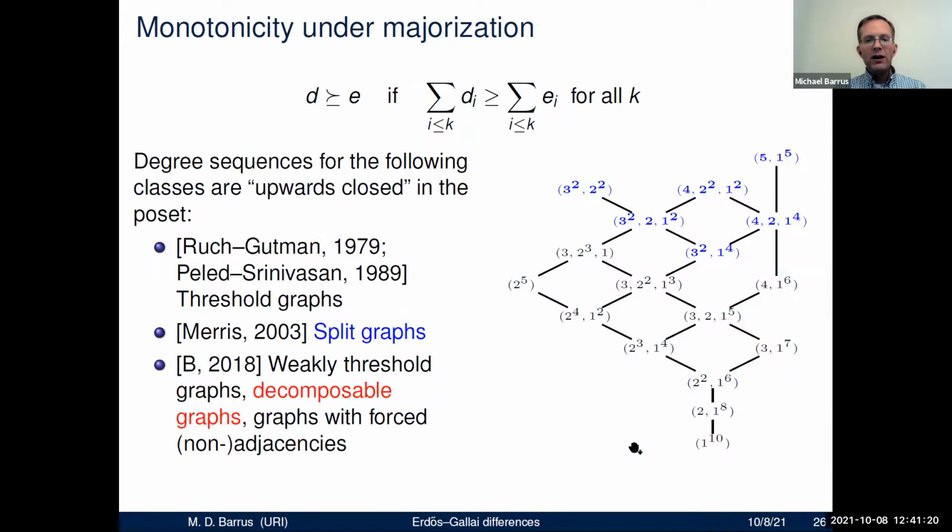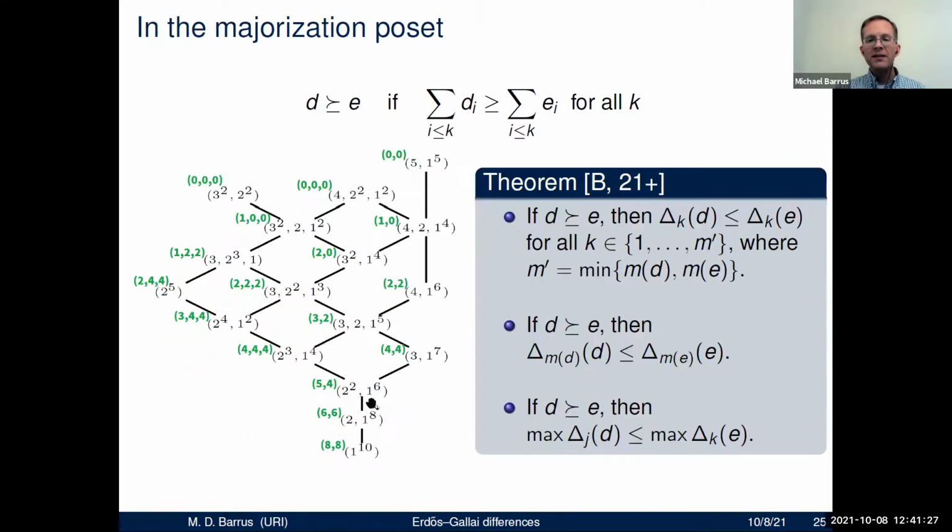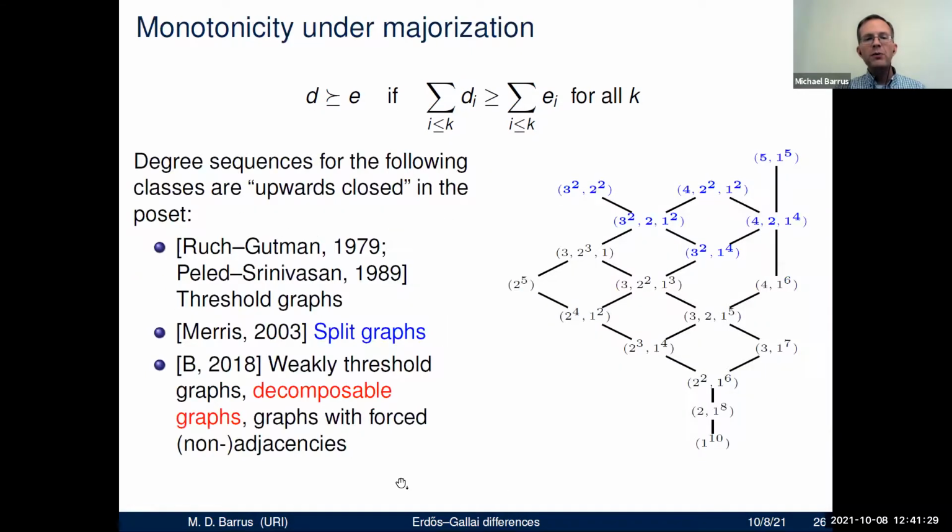All right, now I will just point out that these three different properties give a unified proof explaining why all of these statements hold. Your forced adjacencies, your decomposable graphs, whether a graph is threshold, split, or weakly threshold, they had everything to do with small Erdős-Gallai differences. And knowing that these differences are monotone gives us that these properties are all closed as you look upwards in the dominance order, the majorization order.